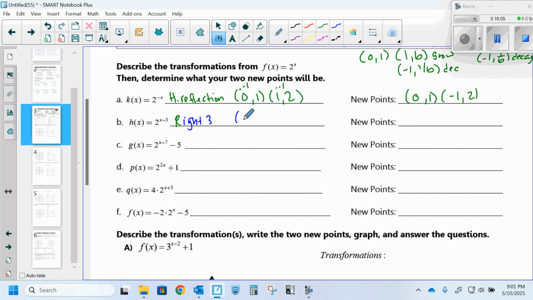Right 3. So we'll use (0, 1), (1, b). If you go right 3, you're going to be adding 3 to the x values. So our new points will be (3, 1), (4, b).